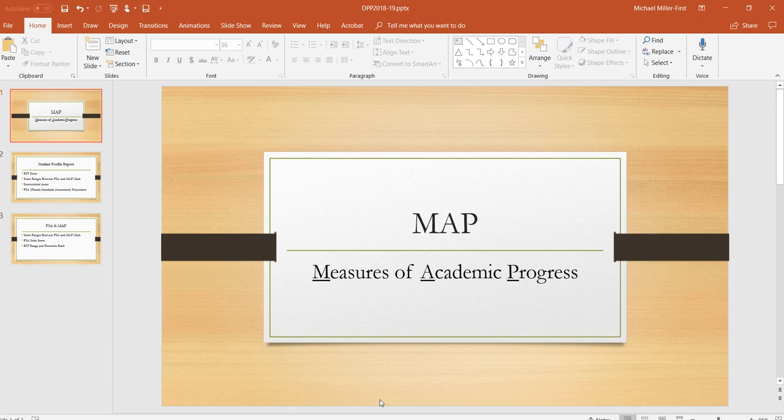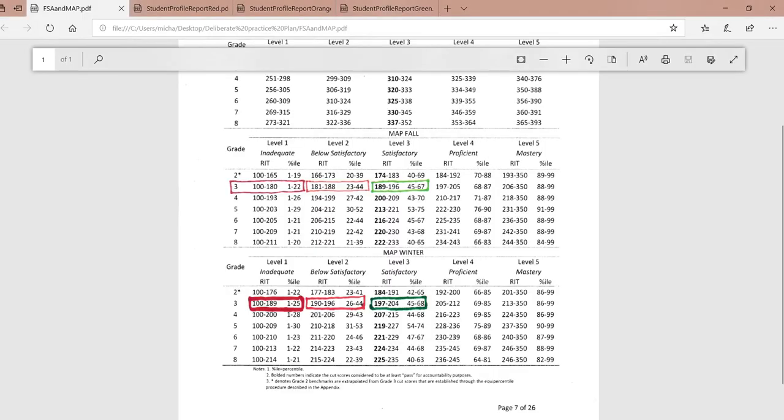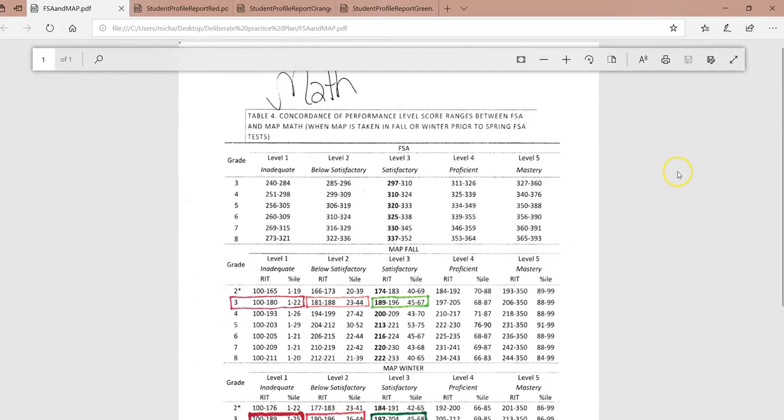So why is this important? This is important because the Measures of Academic Progress has been proven to correlate very well with the FSA that students take in grades 3 through 5, whether that be taken in the fall or the winter prior to the spring FSA test. Today we're going to be taking a look at just the math. So I'm first going to show you what the FSA scores look like and how they relate to what we call that RIT score.